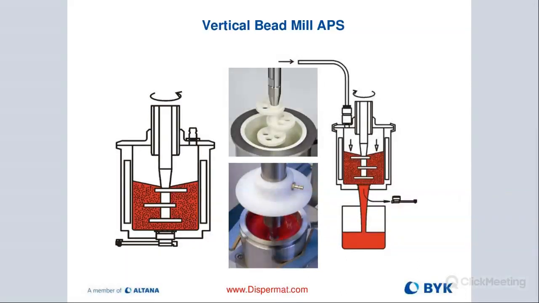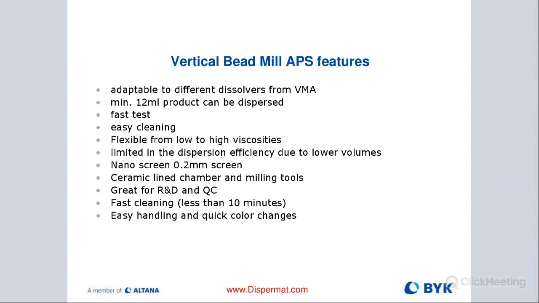Okay, here's another slide. So different milling discs are available, and again, they fit right onto our Dispermats from DMA. We can do very, very small volume with the lowest APS down to 12 milliliters, very fast, easy cleaning. You can use a range of viscosities, even very thick viscosities work really well with the APS. We can get a nano screen. We can get ceramic again. It's great for R&D and QC, not so much for production because of the handling. Again, easy cleaning and easy handling for quick color changes, but not production.